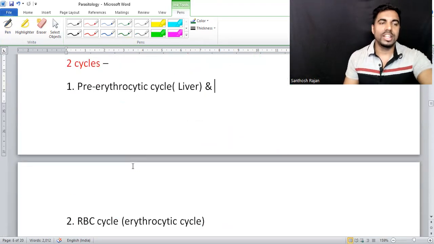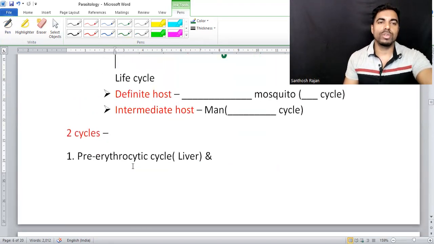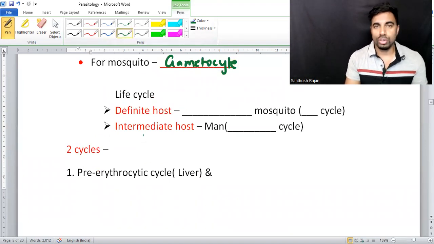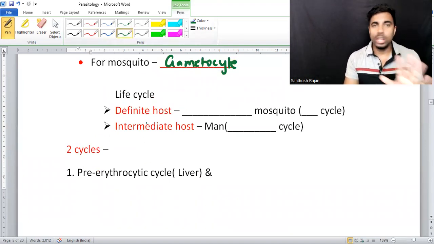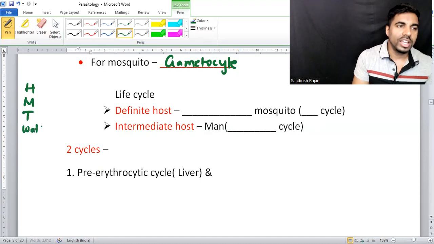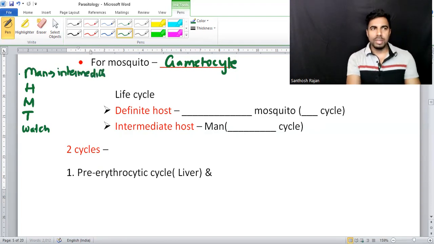Now the life cycle. Definite host. The definite host is, of course, the mosquito. If you remember, when we talk about a definite host, usually man is the definite host. But there are three exceptions. What are the three exceptions? HMT watch. In HMT watch, man is the intermediate host. These are the organisms where man becomes the intermediate host.